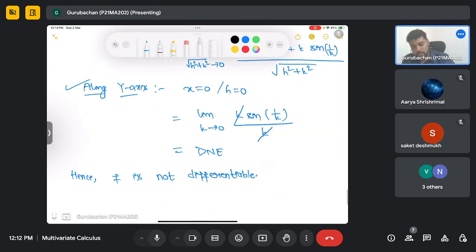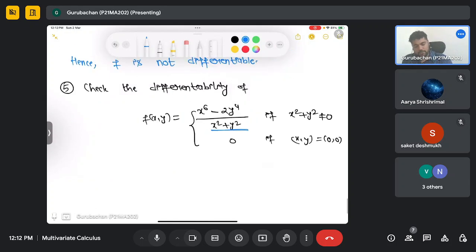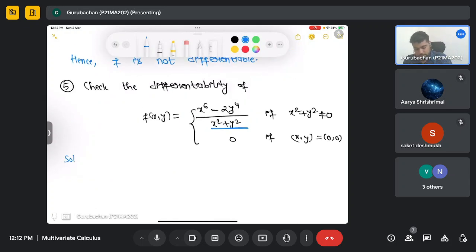Now let's talk about particularly this one. So we first calculate here the partial derivative of f with respect to x at (0, 0). Since the function is breaking at (0, 0), we will apply the limiting definition, which is f(0 + h, 0) minus f(0, 0), divided by h.